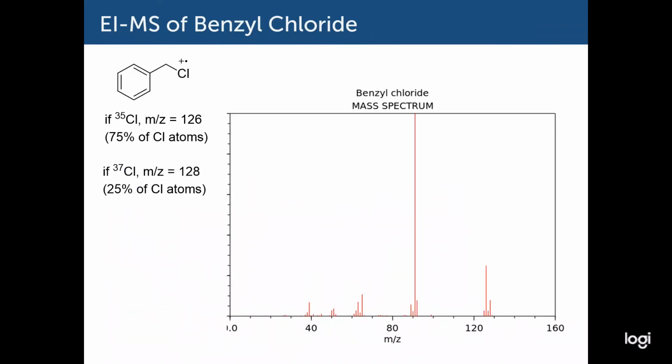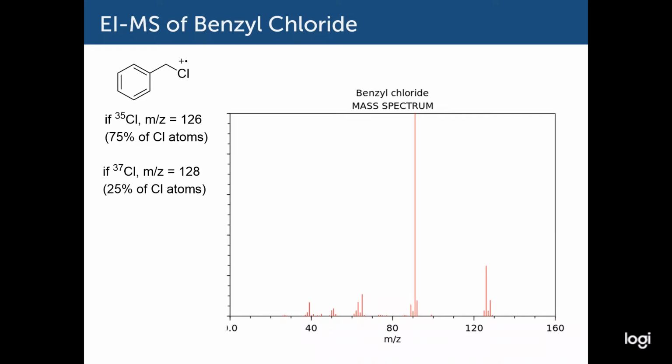All right, so we'll look at one other example, benzyl chloride. Again, I've shown you the radical cation of this species. That's going to give rise to the molecular ion. We've just knocked a lone pair off of the chlorine atom. But here we need to be careful, because we know that there are two different kinds of chlorine atoms that are relatively high abundance.